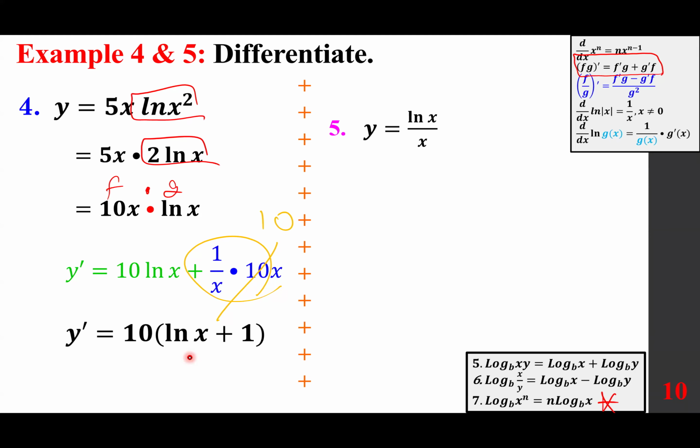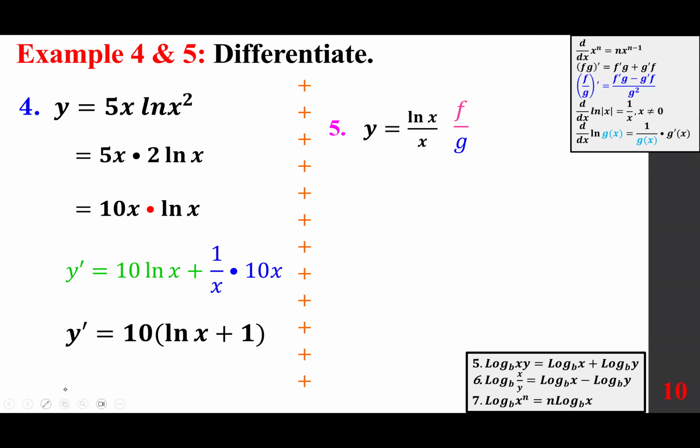y equals ln x over x. The first step is to try to simplify if possible. As you can see, there is nothing else we can do to simplify it further. So we're going to approach it as a quotient rule, f over g, which means we are going to go with f prime g minus g prime f over g squared.